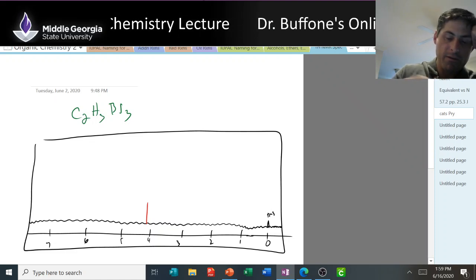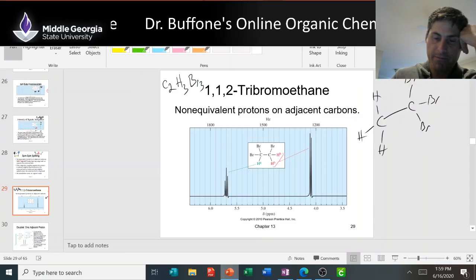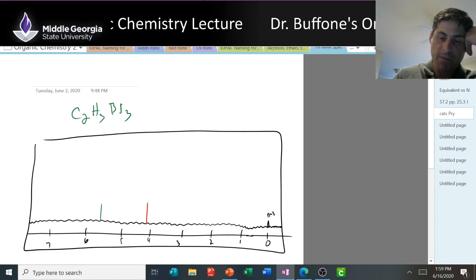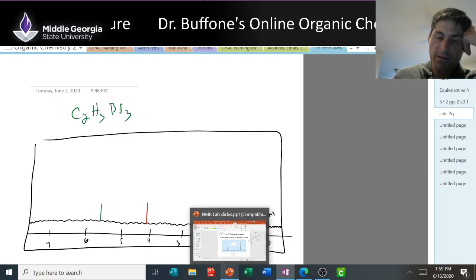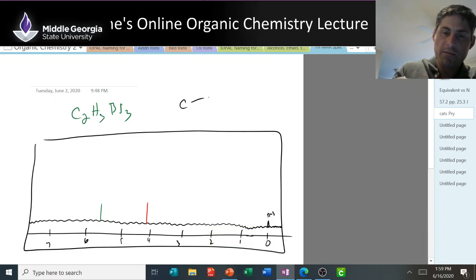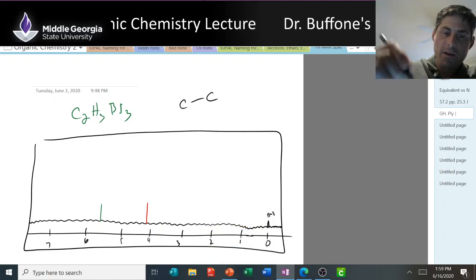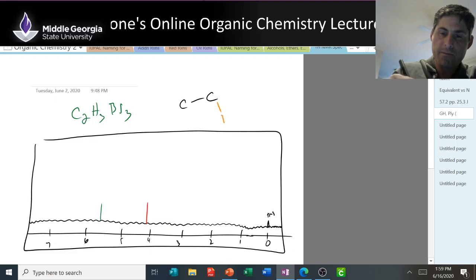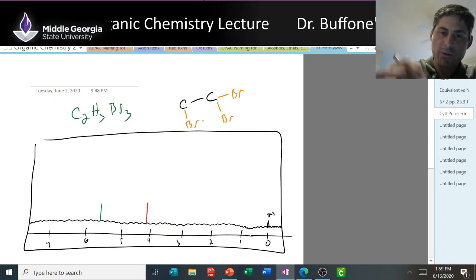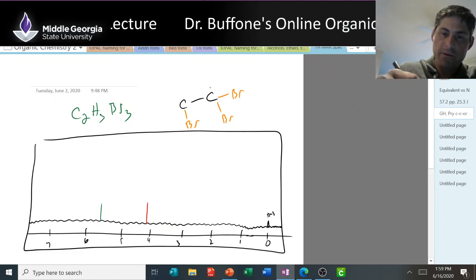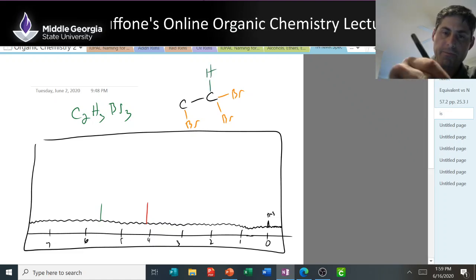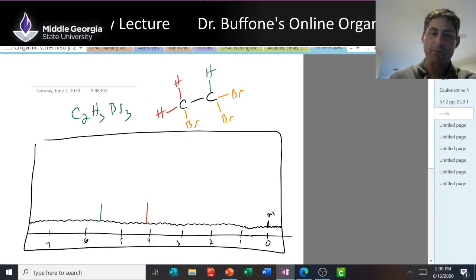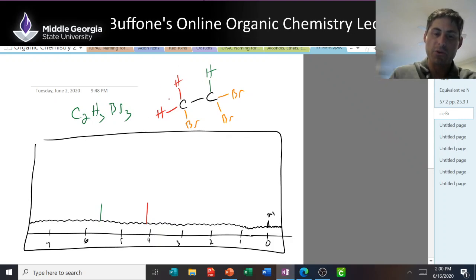5.7. So if there were no splitting for this molecule, C bound to C, and we have some bromos, 2 bromos here, 1 bromo there, and then we have these 2. That's our molecule, right? 2 different protons, 1 in green, these 2 in red give us 2 signals.